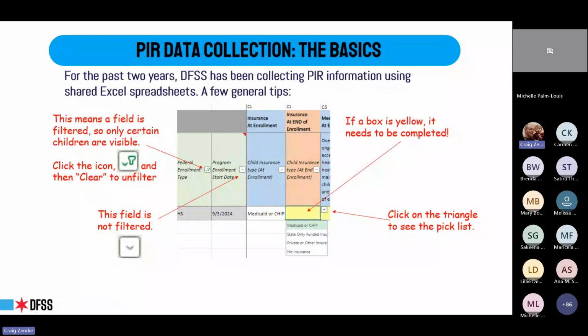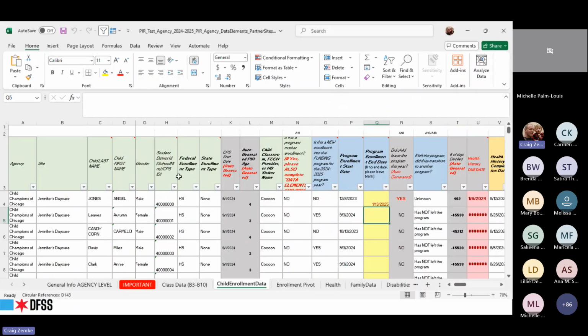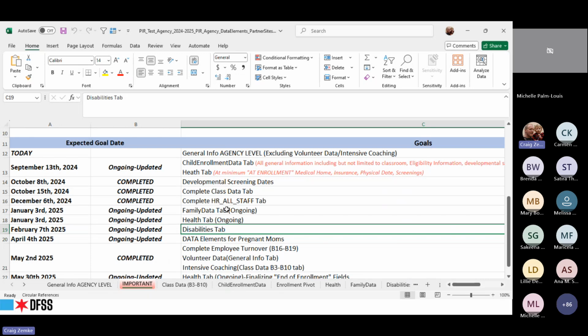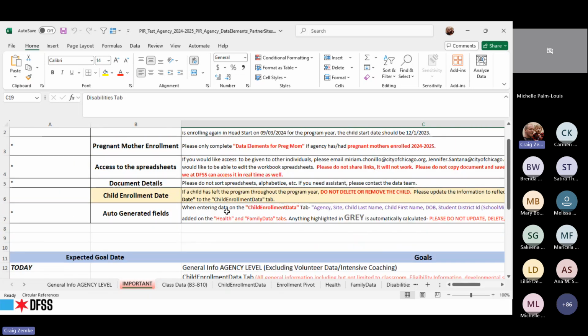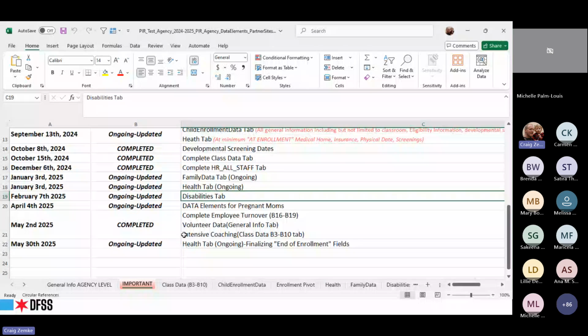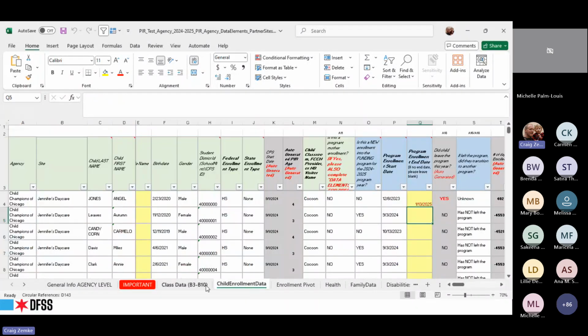So if you look at this, first of all, here is my PIR test agency spreadsheet. So we're looking at the child enrollment tab. Here again is the important tab. This goes through and tells you what needs to be submitted by when. So this was never a secret. Okay, so the enrollment tab.